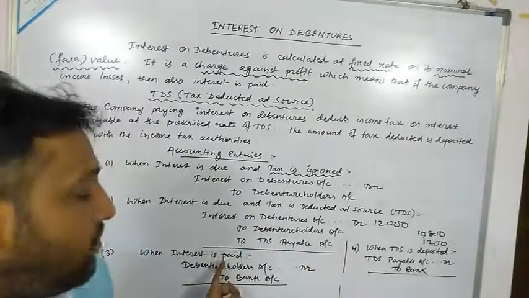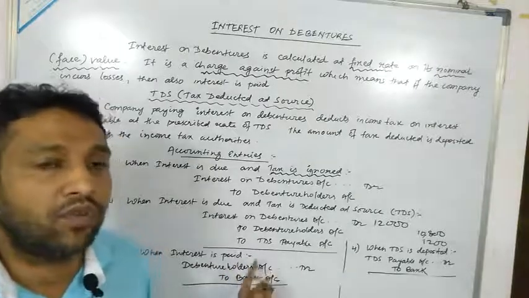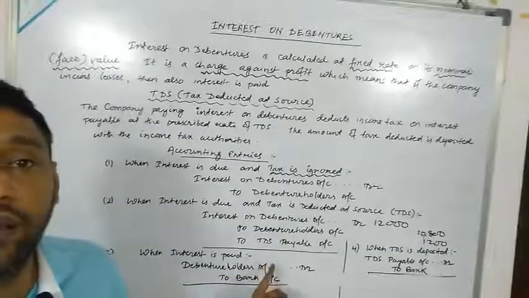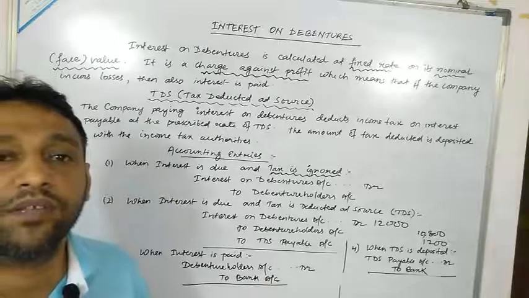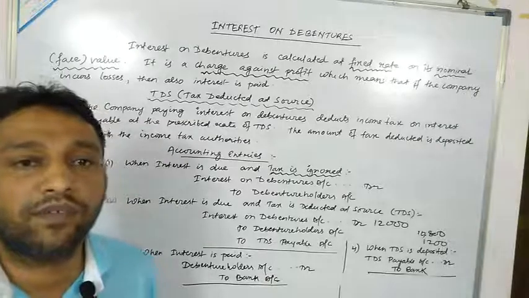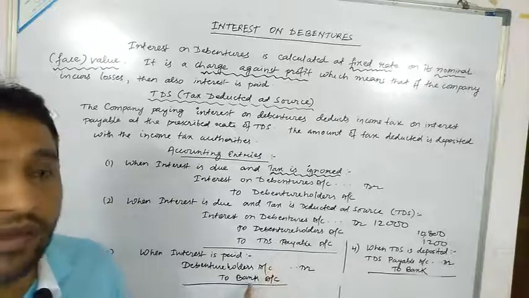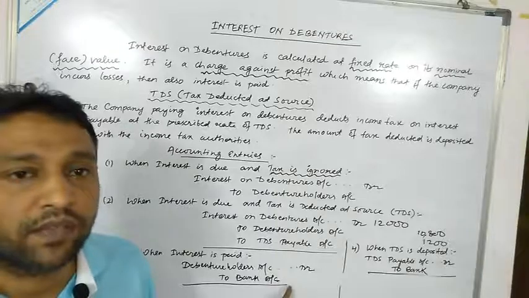Next is when interest is paid. When the company pays the interest, to whom is the company paying? The entry would be debenture holder account debited to bank account. That means debenture holder is a personal account, so debit the receiver. So debenture holder account would be debited with whatever amount of interest is there, to bank account. Narration being interest on debentures paid.